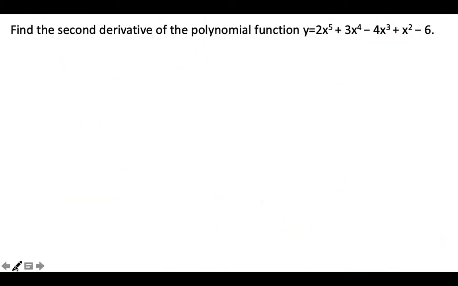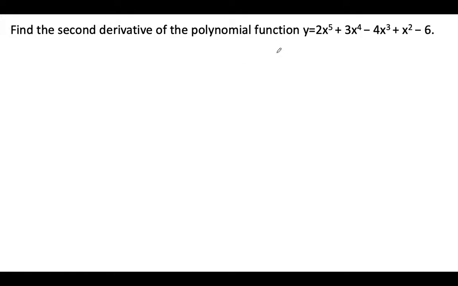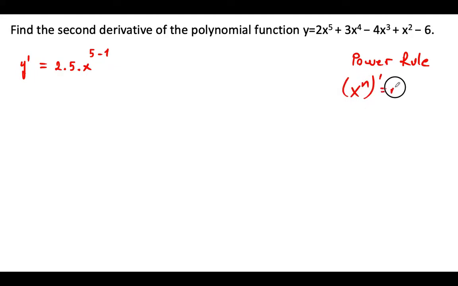Now we have another example. This example says to find the second derivative of the given polynomial. So as we have done, the first derivative is 2 times 5 times x to the power of 5 minus 1. Since the rule, if you remember the power rule, let me explain here. The power rule was that the derivative of x to the n is n times x to the n minus 1.